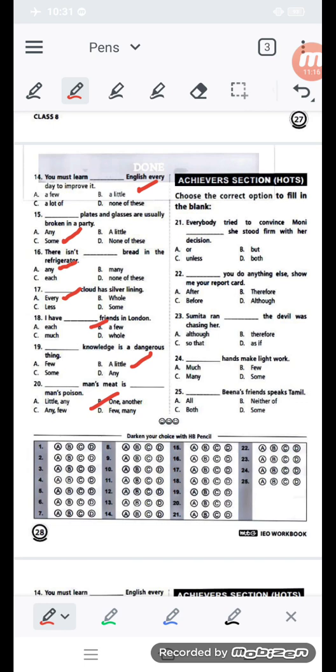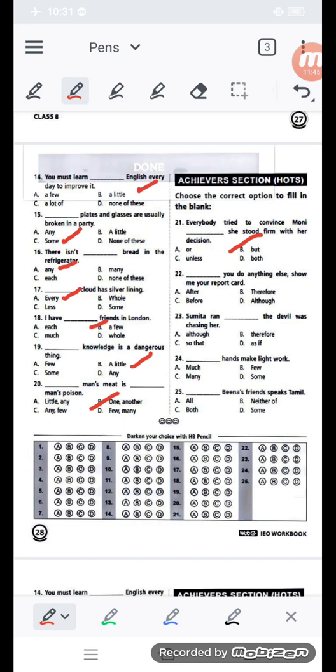Next question, choose the correct option to fill in the blanks. 21 number. Everybody tried to convince Moni but she stood firm with her decision. Here 21 number, it is a B, but when one positive statement, when negative statement is there, that time your answer should be but.